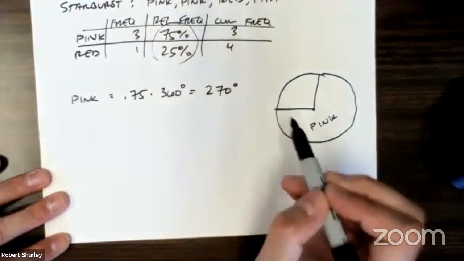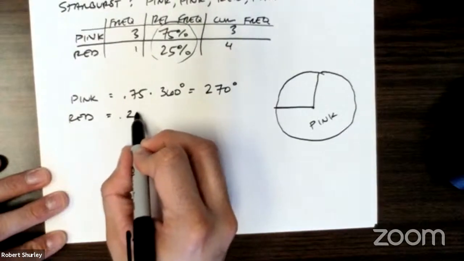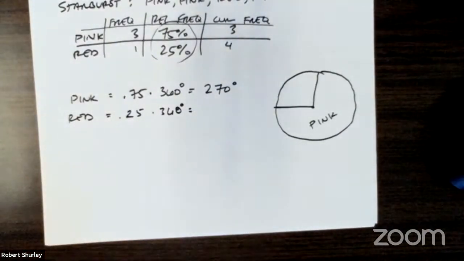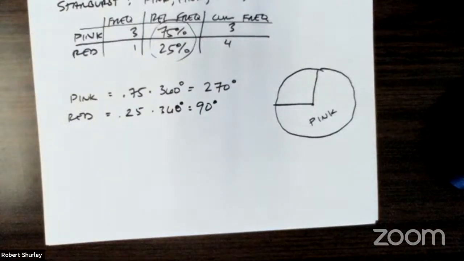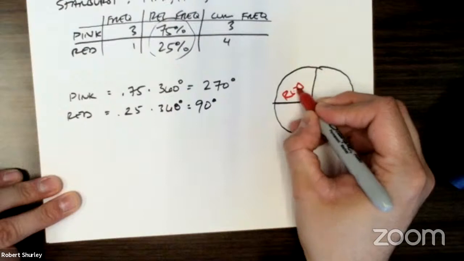Now, we know the only thing left over is red, but I'm still going to find it by hand. So red's going to be 0.25 times 360 degrees. Just popping that in my calculator, I wind up with 90 degrees. Well, look, it is exactly what's left over. This is 90 degrees, so this is going to be red.